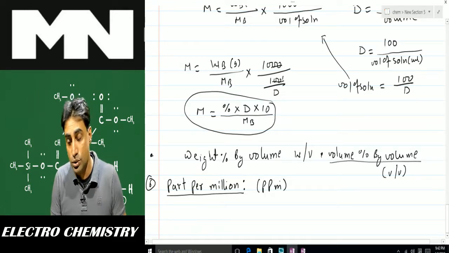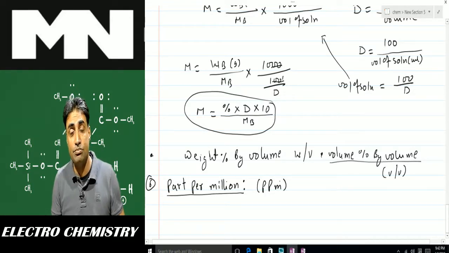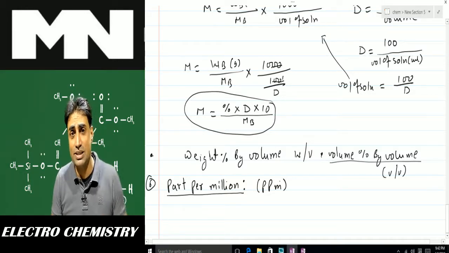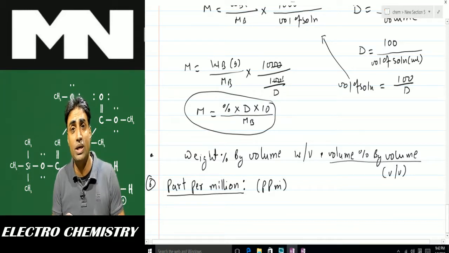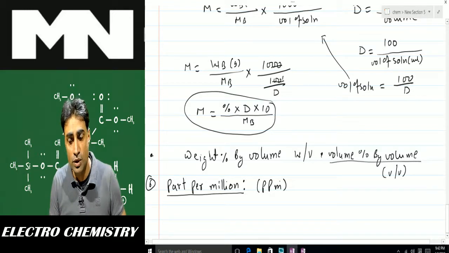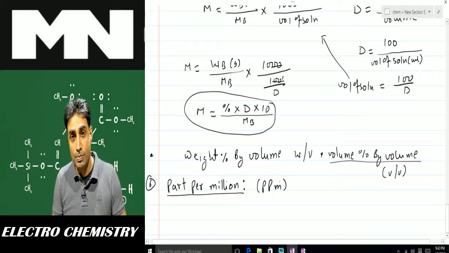So ppm basically tells us the parts of solute that are present in every 1 million parts of the solution. You might have come across situations where the weather department tells us the quality of air and the amount of suspended particulates present in air, and they basically represent it in ppm. So this is what part per million is.